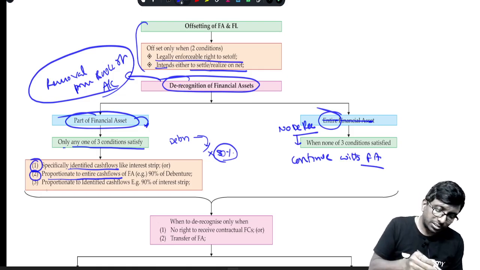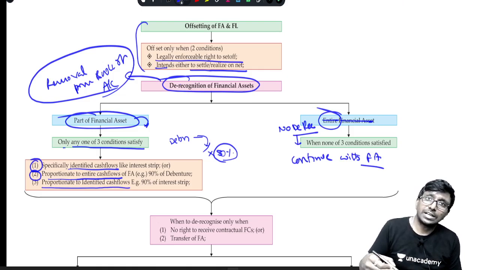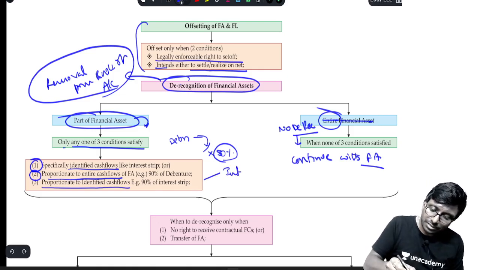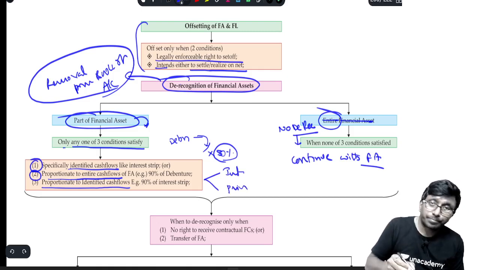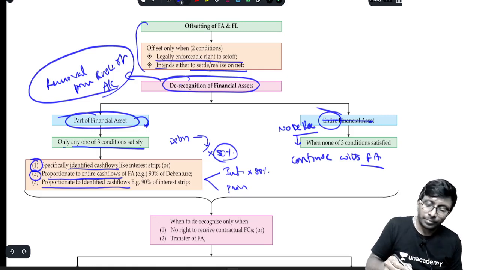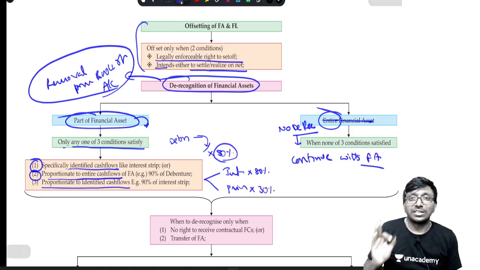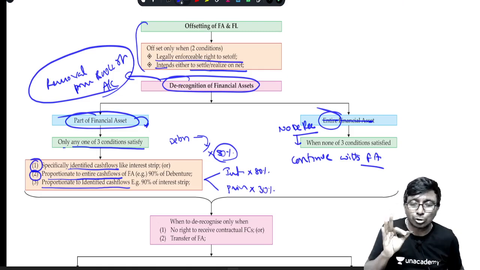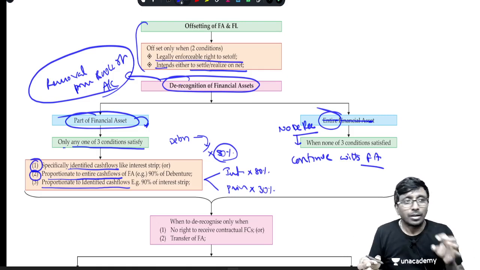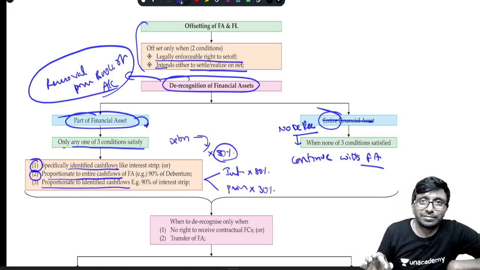Next, proportionate to the identified cash flows. In the sense, what? Sir, there is an interest strip and there is a principal strip. Within the interest strip, 80% is yours, 20% is mine. Within the principal strip, 30% is yours, 70% is mine. There should be clarity, my dear, on what amount is yours and what is mine. Then I can derecognize that part element.